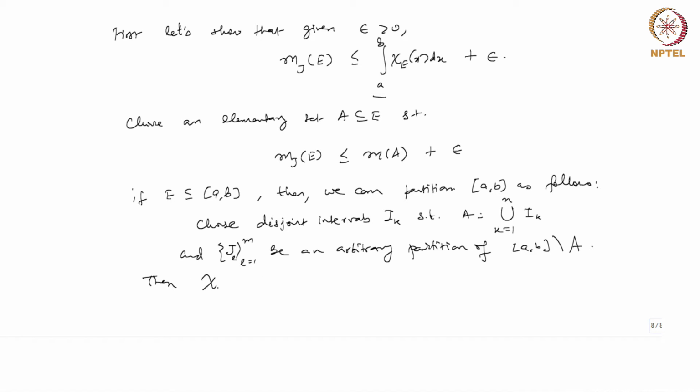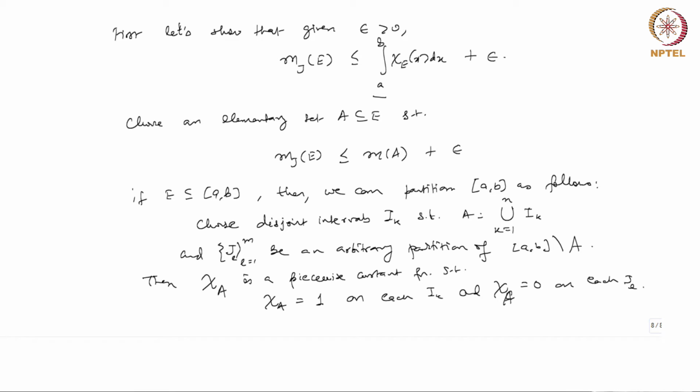Then the indicator function of A is a piecewise constant function such that chi A equals 1 on each i_k and chi A equals 0 on each j_l. So this is straightforward from the definition of the indicator function, because if a point x belongs to one of these i_k's, then it belongs to A and we will have the value 1, and if it is outside A, then we will have the value 0. So this is still a piecewise constant function, and chi A is less than or equal to chi E. We have a pointwise inequality of functions.